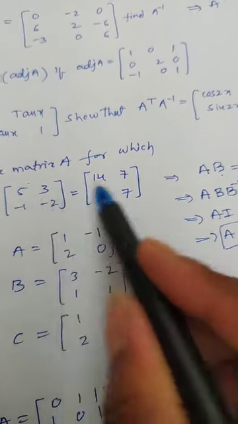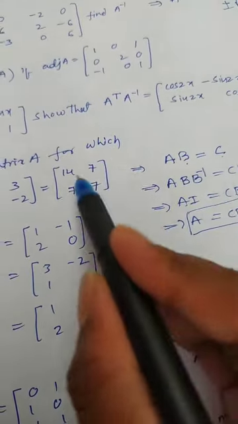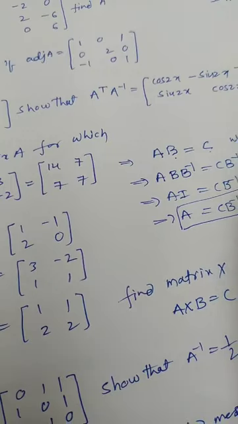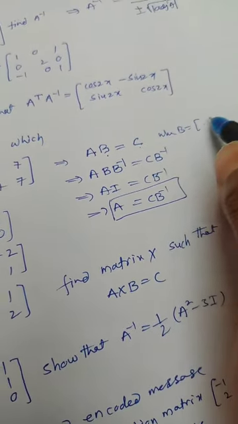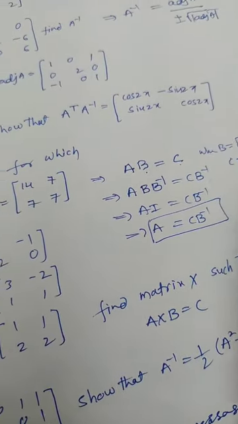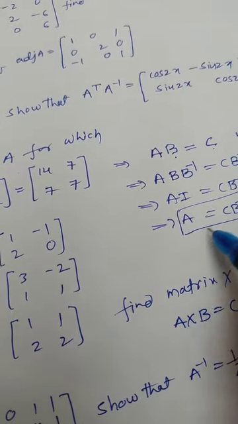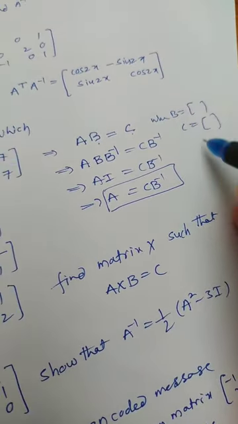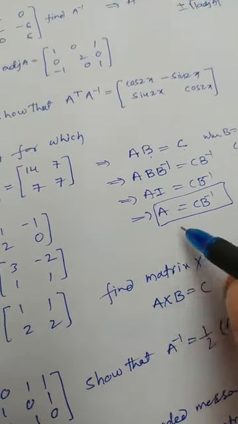Find the inverse. First you consider this matrix as B and this matrix as C. Here you write where B is the first matrix and C is the second matrix. Then after getting this, you find the inverse of B. Find the inverse of B, then multiply with C. You will get A matrix.